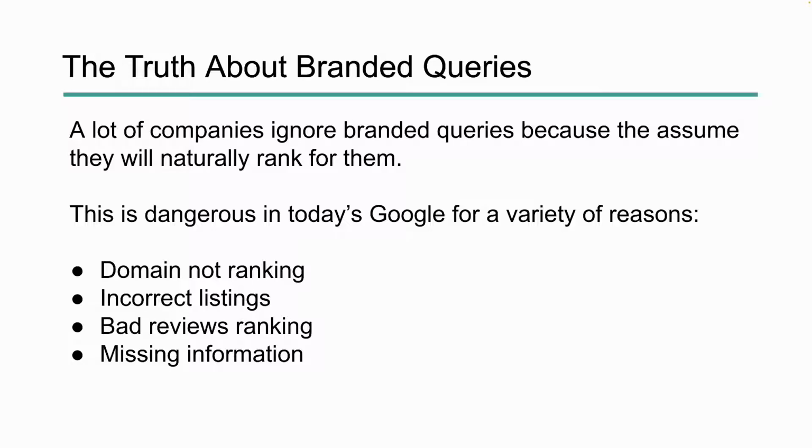And then the last, maybe you've got missing information. Maybe there's incorrect information showing up in the knowledge panel or in a local pack or in a listing somewhere. And if you're not being aware of that, you've got some inconsistencies within your brand on Google. And that can impact how Google really sees and views your brand and the quality of your brand.